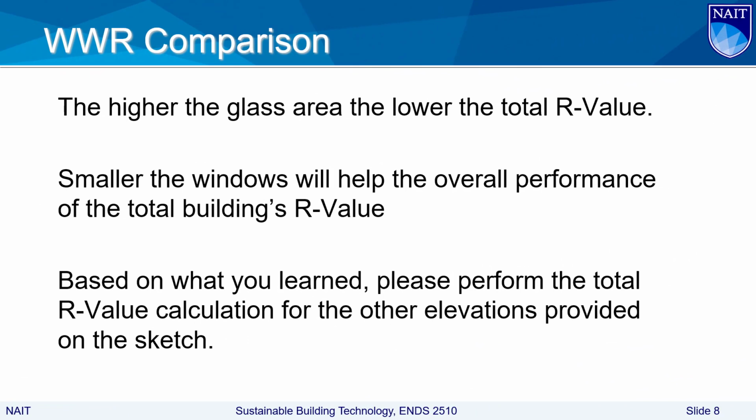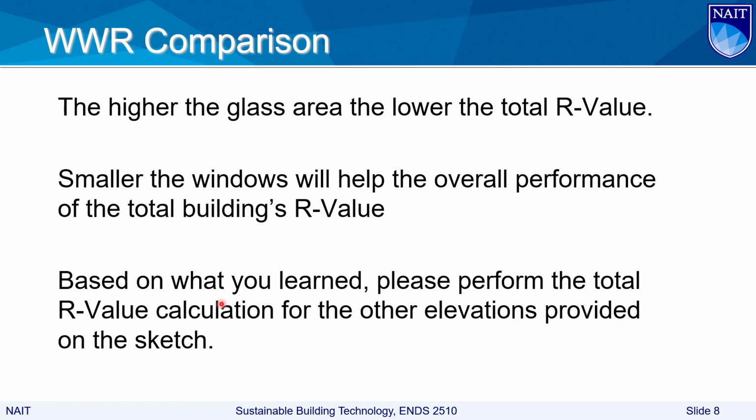At this point, I would like to bring this up and draw your attention to the window wall ratio. The higher the glass area, the lower the total R value, because the glass has a lower R value. Smaller windows will help the overall performance of the total building's R value. So having lots of glass in the building does not help the overall performance of the R value for the building. So the consumption of energy is going to be higher.